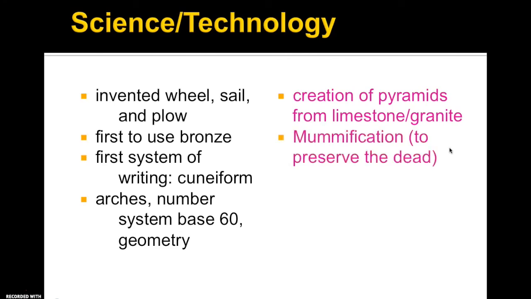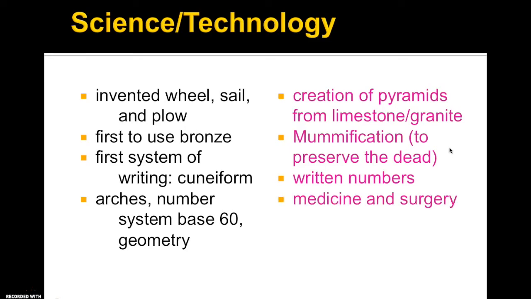As you guys have heard, mummification, it is a way to preserve their dead as we come back to this idea of religion and what happens in the afterlife. And they also had written numbers, so the Egyptians were also very into this idea of mathematics. And they also had great advances in medicine and surgery. So you can see there's this perception about ancient civilizations and they're almost being barbaric, but you do see human advancement really progressing here.